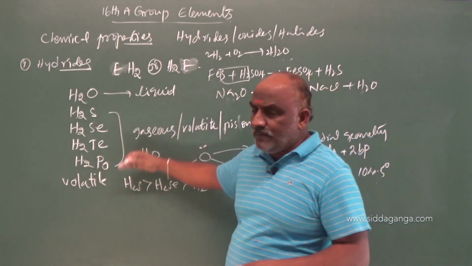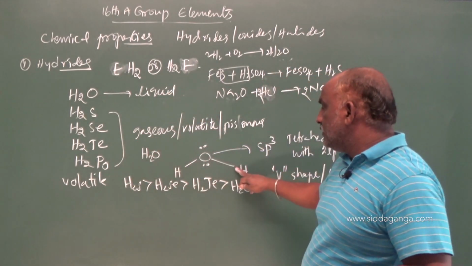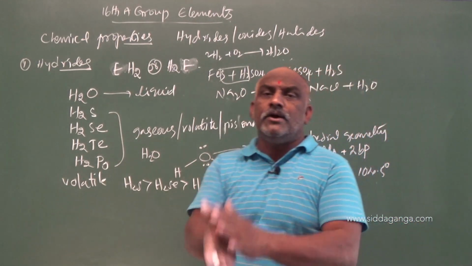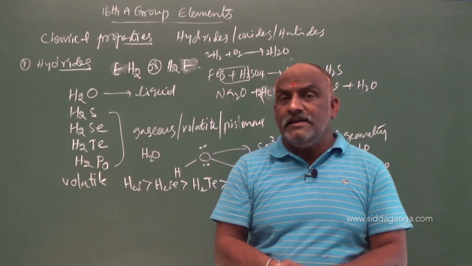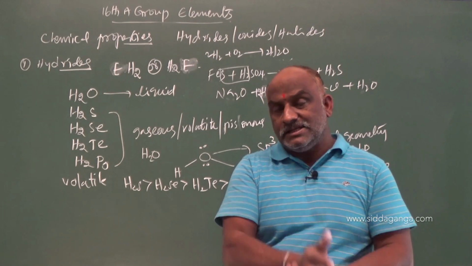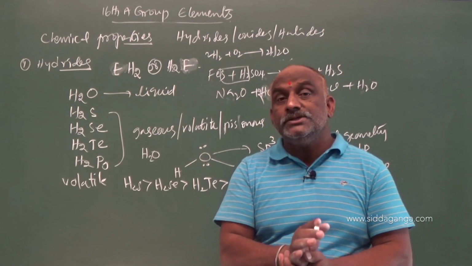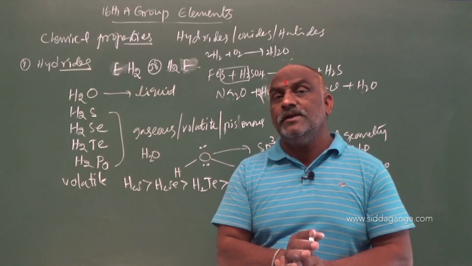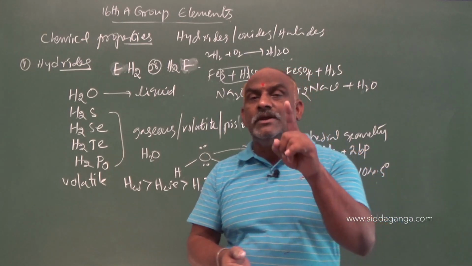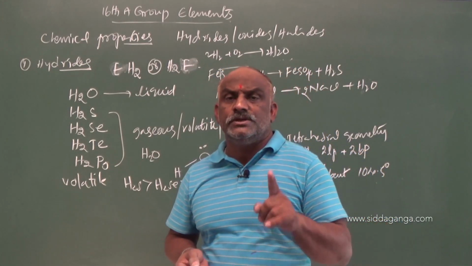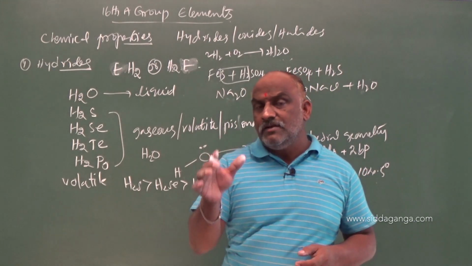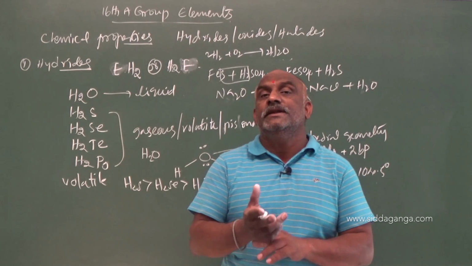While coming down, in H2O there is a single bond between oxygen and hydrogen. While going down, bond length increases. Bond length increases means bond dissociation energy decreases. Make a note, this one is very important: while bond dissociation enthalpy decreases, thermal stability decreases.